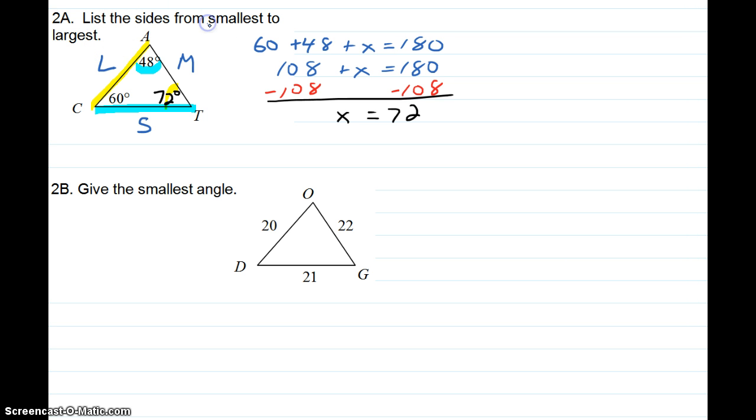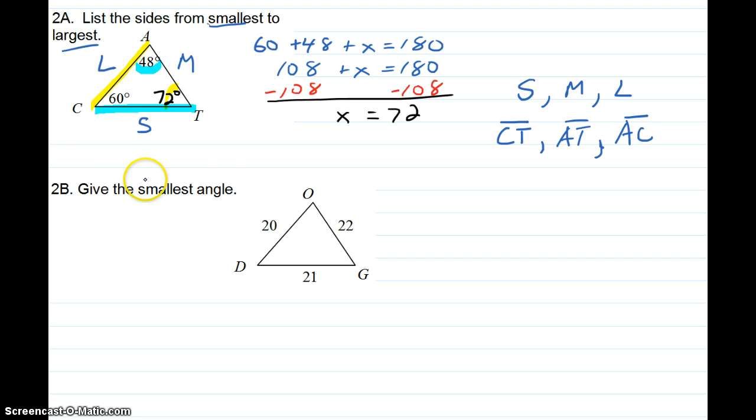Now, always read the directions. List the sides from smallest to largest. So I want to write my answer as small, medium, large. So the smallest side is side CT. So we say segment CT. Our medium is segment AT. And our large is segment AC. So we listed the sides from smallest to largest. Notice it's very important that you go back and you figure out all three angles.